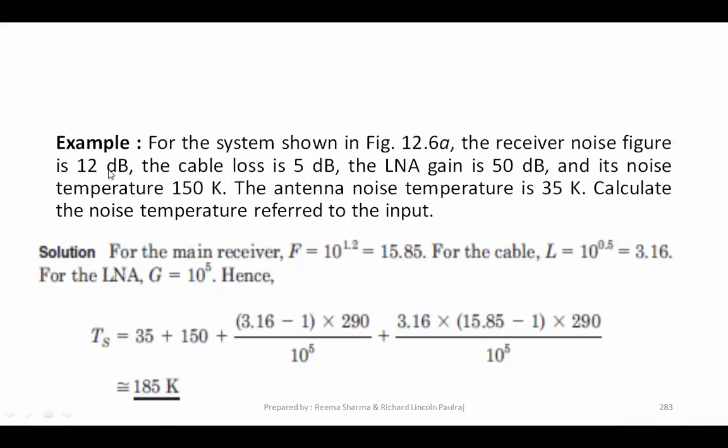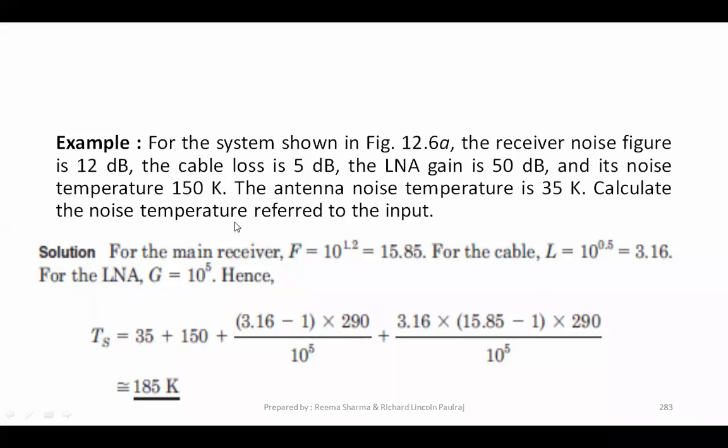The receiver noise figure is 12 dB. So this value can be directly taken and substituted. Then cable loss is 5 dB. The LNA, low noise amplifier gain, which is G1, can be taken as 50, and its noise temperature, that is TE, is 150. And the antenna noise temperature is about 35.